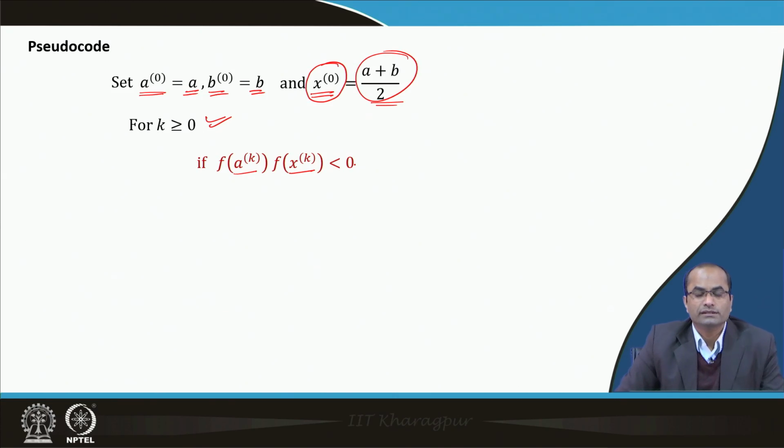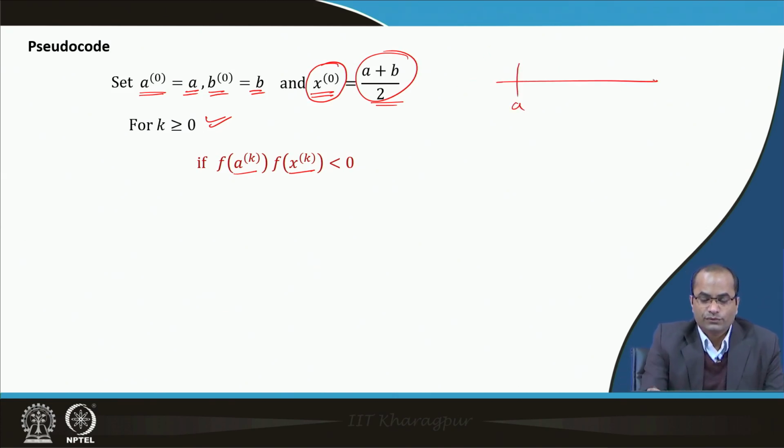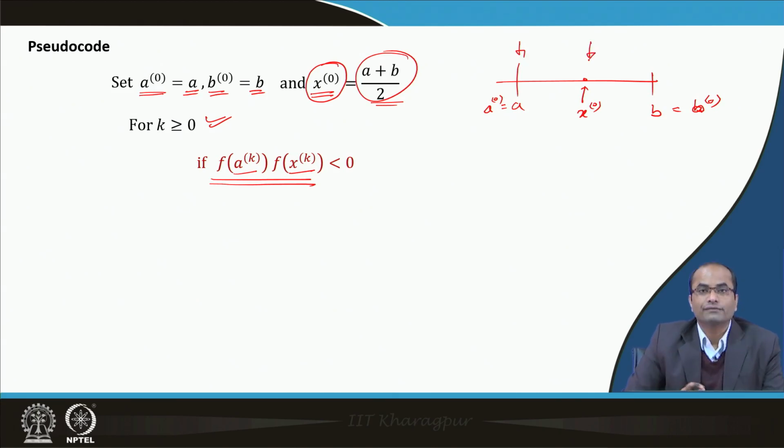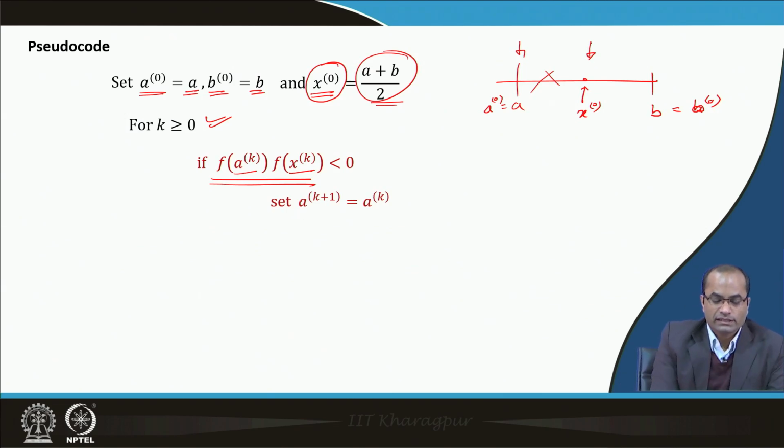If this is the case, that means we have, for example, a and b, which we denote as a naught and b naught, and the middle point we call x naught. Then we check whether the function value here and the function value there have the property that the product is negative. That means the root is somewhere in between this interval.